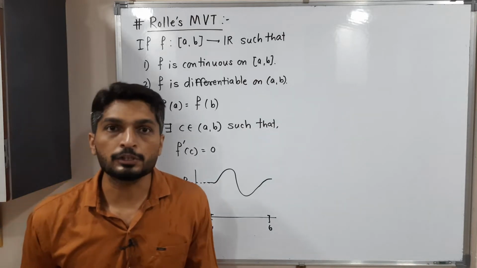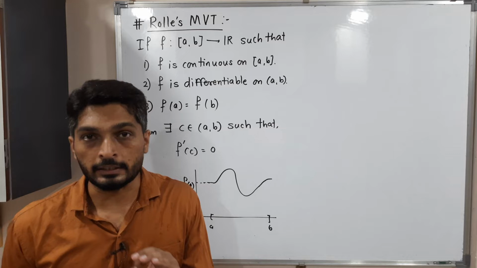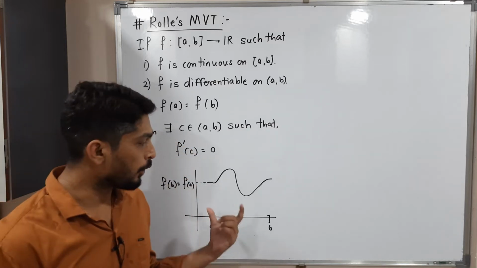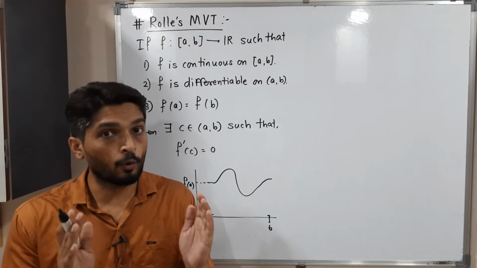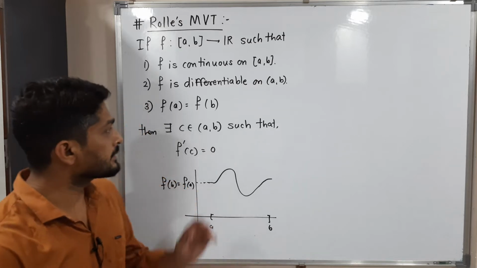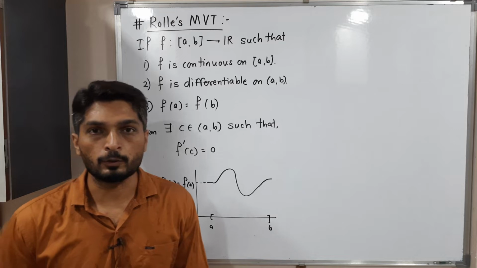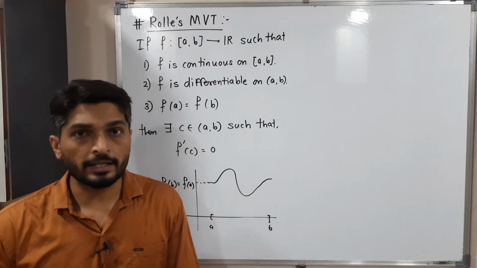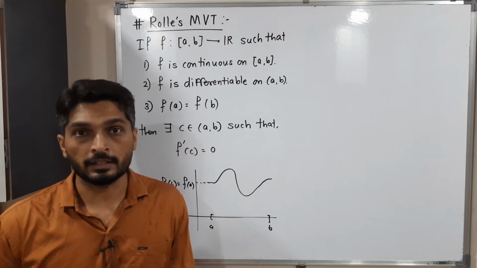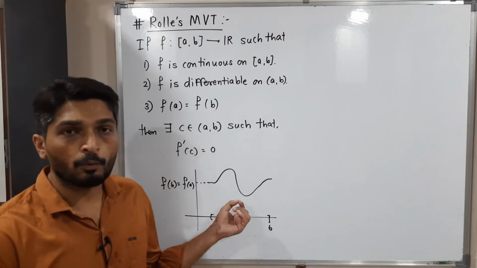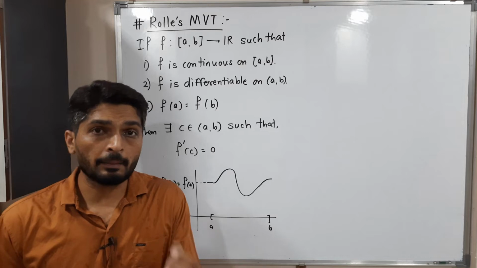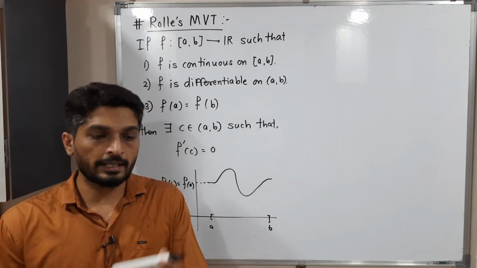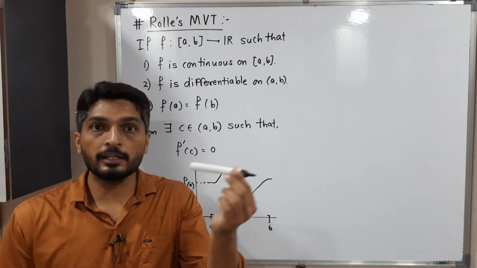So if any function satisfies all these three conditions, then we can say there is some point c belonging to the open interval (a, b). I am saying open interval, okay, such that f'(c) = 0. So what is the meaning of it? Dash means derivative, you know, and derivative means slope of tangent. So there exists some point c such that at that point the slope of tangent must be 0. That means the tangent must be parallel to the x-axis.